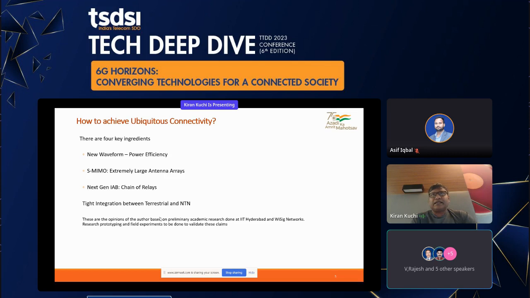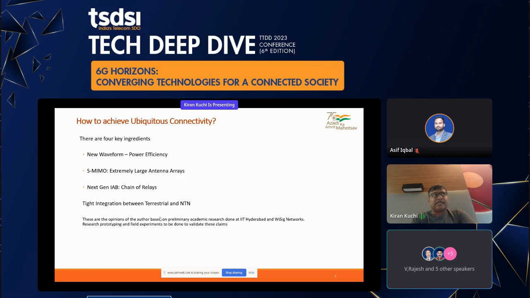There is also a need to use a very large number of antenna elements in the radio transmission equipment, primarily because we're moving to mid-band and upper mid-band and even higher frequencies within the 6G framework. So this plays a crucial role. You need new antenna technologies and new radio technologies incorporating extremely large antenna arrays, not just large antenna arrays, but extremely large arrays.